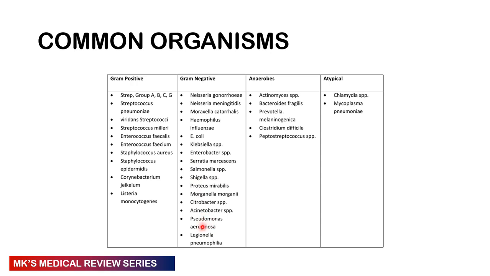Pseudomonas is also quite important. Then the anaerobes, you have Actinomyces, the Bacteroides, Clostridium difficile, Peptostreptococcus species. These are just some examples of anaerobes. The atypical organisms like Chlamydia species, Mycoplasma pneumoniae. So keep these organisms in mind, because there will be times when I tell you that this drug is effective against gram-positives only, or gram-positives and negatives. It's effective against anaerobes only. For example, metronidazole, however you pronounce it, is pretty much going to be effective against anaerobes.